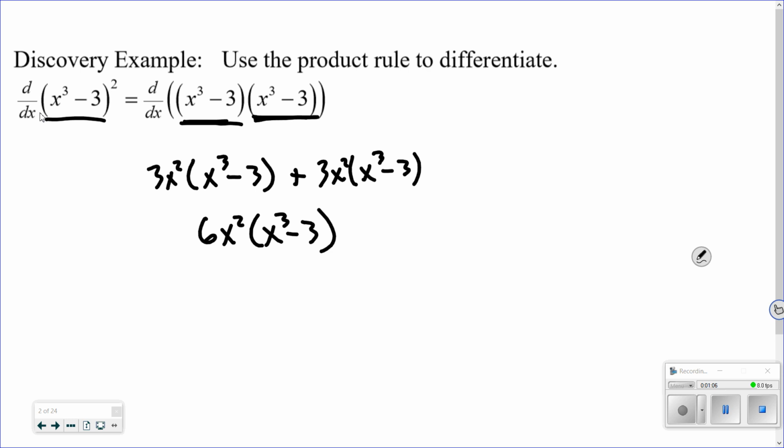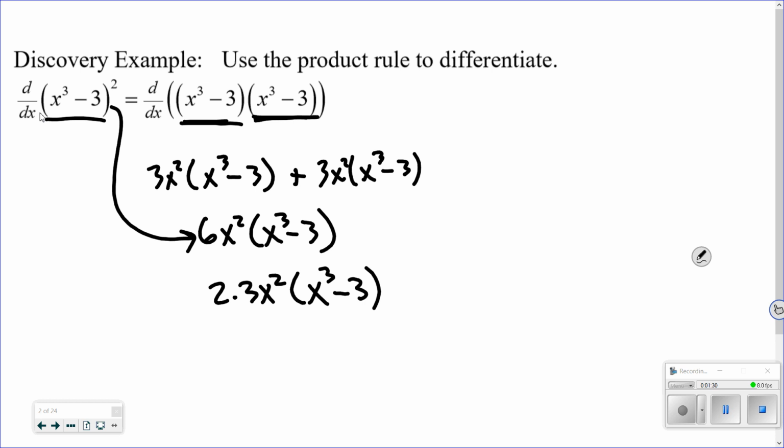Now what we're looking for is, is there a shortcut way to get from here down to here? Something that might help is you could think of this 6x cubed as being 2 times 3x squared times x cubed minus 3. So take just a second, if you need to, pause the video. See if you can come up with a connection between that original problem and the final way I wrote that answer down below.